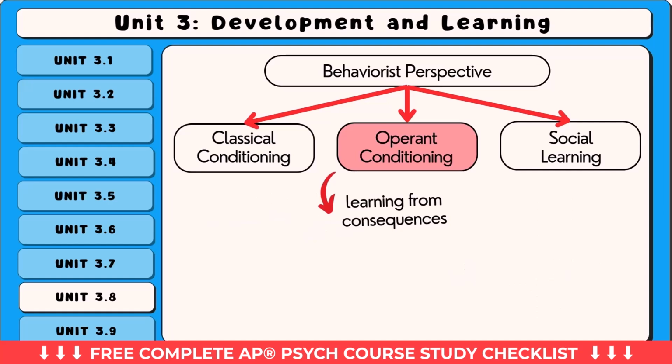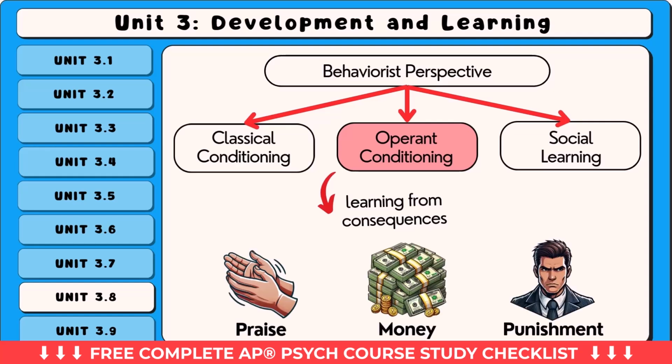Operant conditioning is about learning from consequences. Consequences include things like praise, money, or a punishment. For example, if a student gets praised every time they finish their homework, they might start doing it more often because they've learned that it leads to something good.